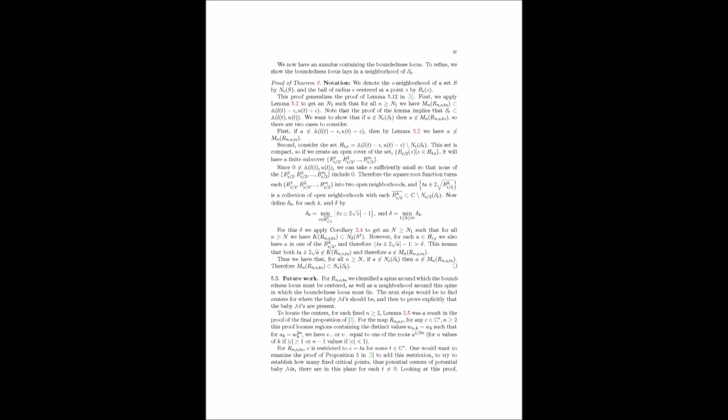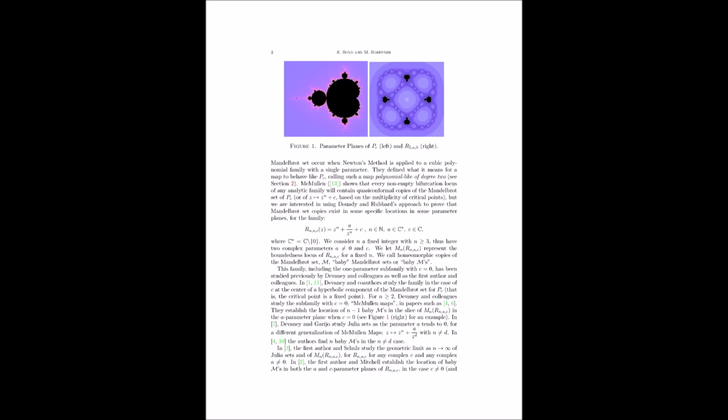Remember Lemma 2.5 from the paper? Vaguely. It states that for the modulus of c greater than 1, there are n distinct solutions to the equation c plus or minus 2 times the square root of a equals a to the 1 over 2n. Right. And those solutions represent parameter values where the critical points of our McMullen map are also fixed points. Exactly. And those fixed critical points are the likely centers of our baby Mandelbrot sets.